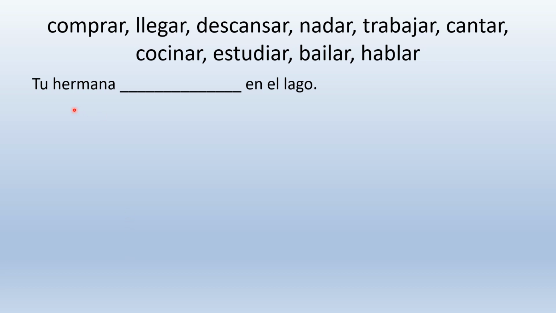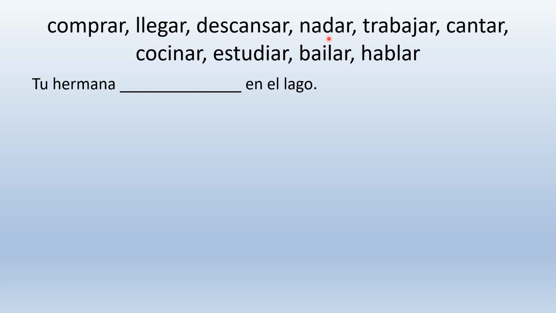some examples. I am going to give you a sentence with a blank, and you need to choose the correct verb that we're going to use, and you need to conjugate that to agree with the subject of the sentence. So let's look at this one. Tu hermana, which means your sister, blank, en el lago, in the lake. So out of all of these, which verb makes most sense there? Did you say nadar, to swim, nadar? If you did, you were right.